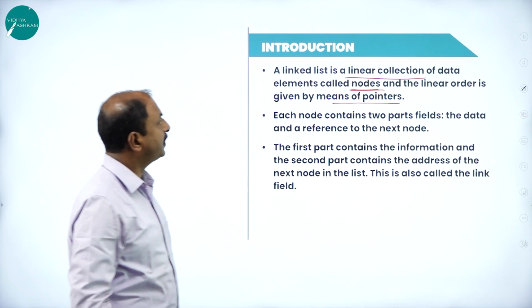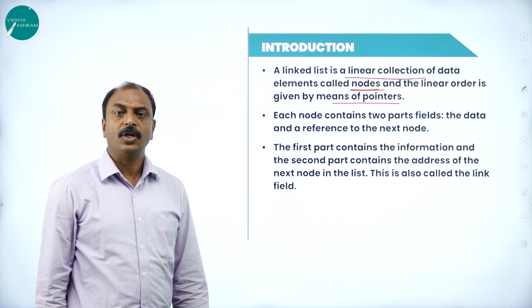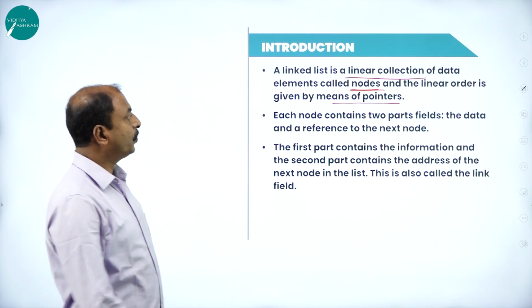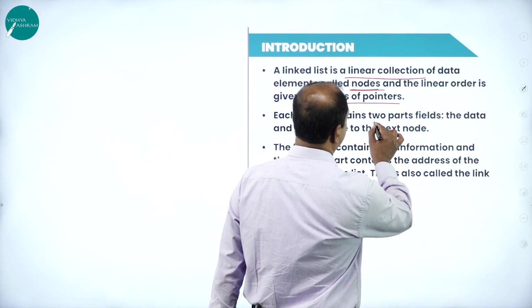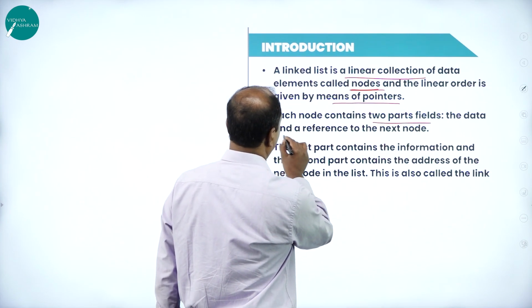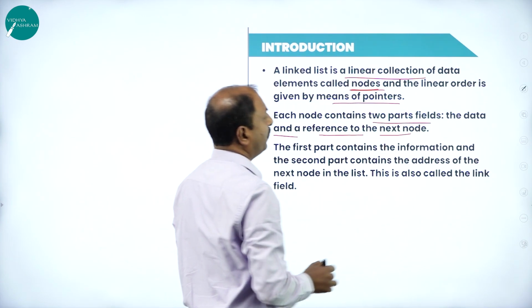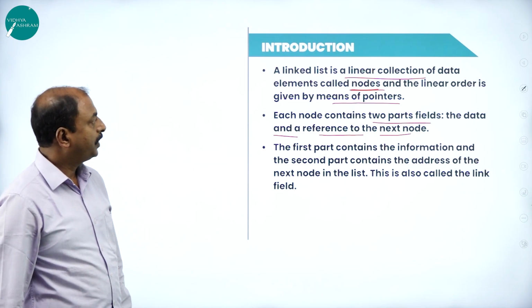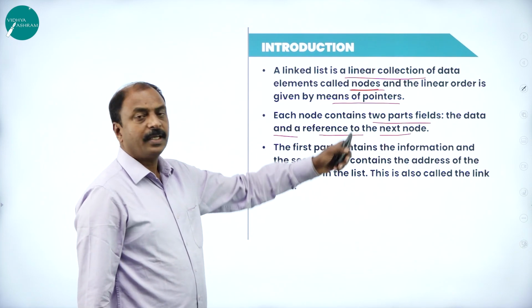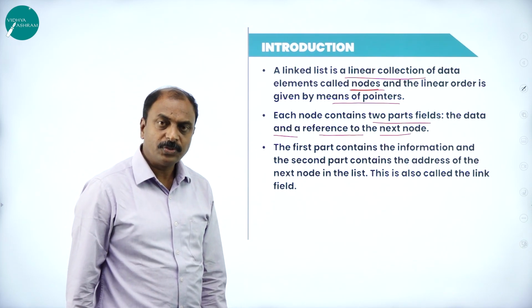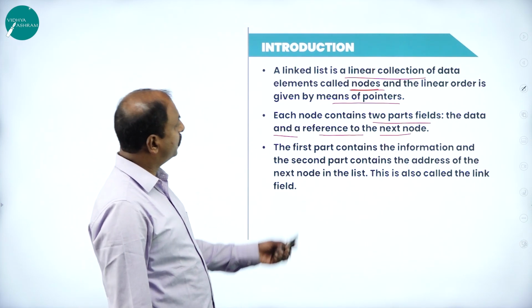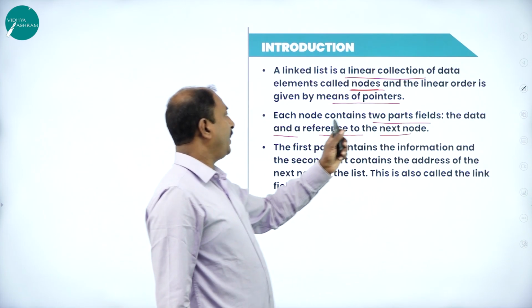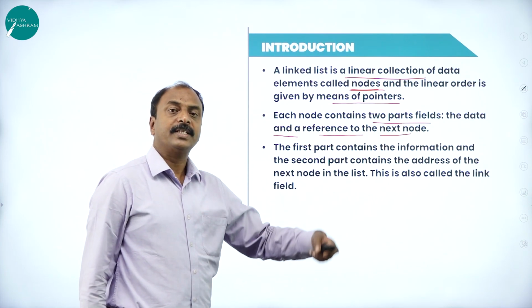So it is a collection of data elements, or it is a collection of nodes. And each node contains two parts. One is the data field, second one is the reference to the next node. So we'll understand in the next slide. Linked list is a collection of nodes and each node consists of two parts. One is a data field and one for reference to the next node.